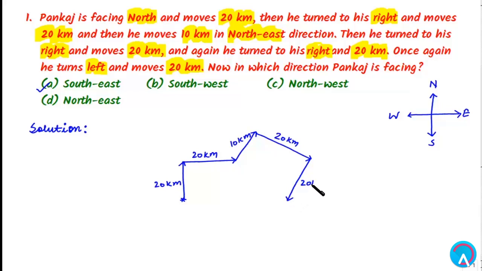So this will be left. Once again 20 kilometers. And once again he turns left and moves 20 kilometers. So left from here will be this direction, and he's moving 20 kilometers. Now we have to find the final direction in which Pankaj is facing, and Pankaj will be facing in this direction. And from the directions we can see that this direction is nothing but southeast. So option A is the correct option.